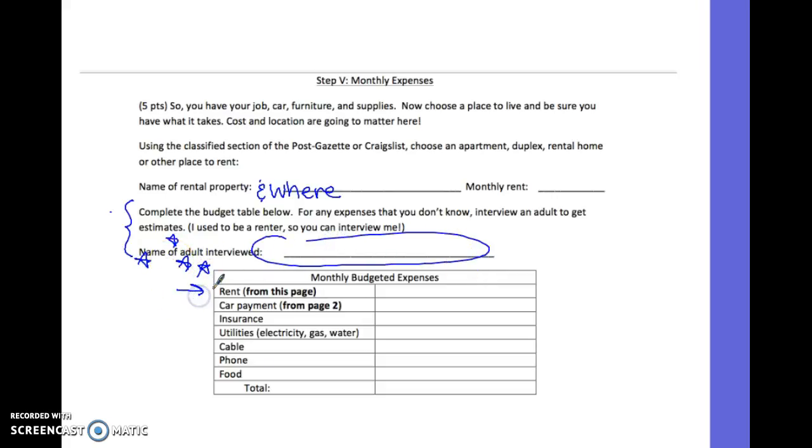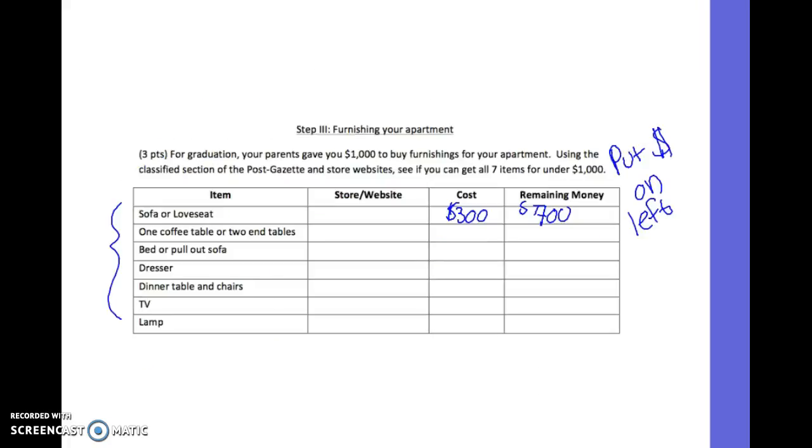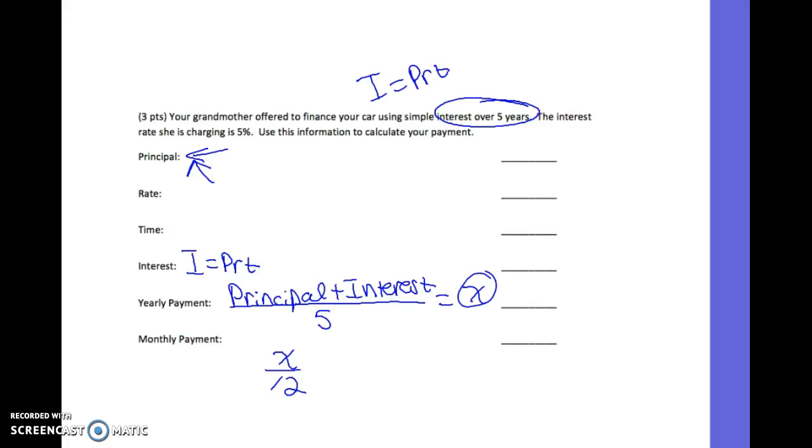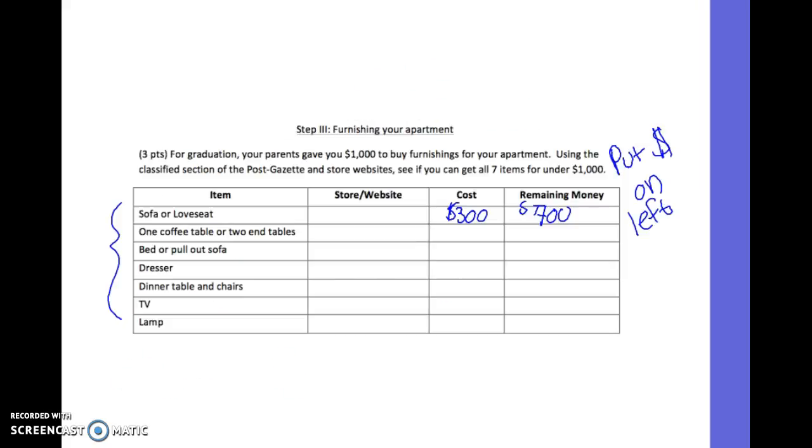Your rent, you're going to get from this page right here. Your car payment is what you are paying per month. What you found out, what you're paying per month for your car payment. This is your monthly payment. This is what goes in the chart. Your monthly payments.